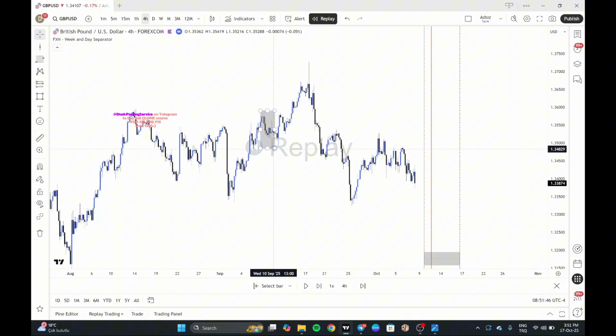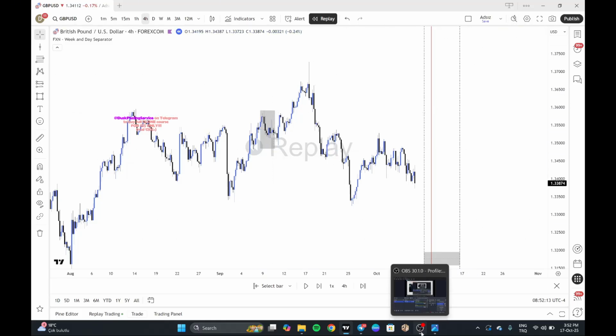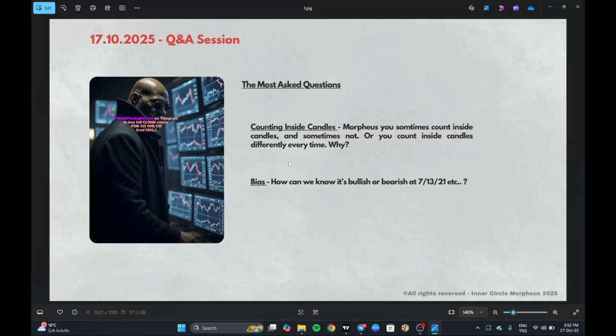Although they're a bit longer than the time contractions. But as I said, your eyes are going to be trained as you practice, and you're going to know when and where you're counting the contractions, or I mean inside candles or not. So this is my answer for the most asked questions here. I hope everything is clear and everything has been clarified for you.